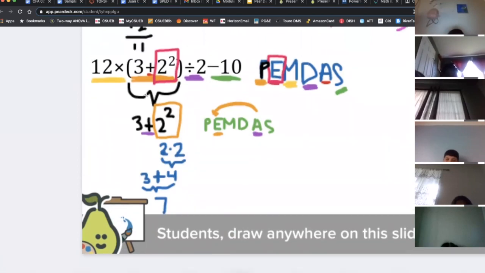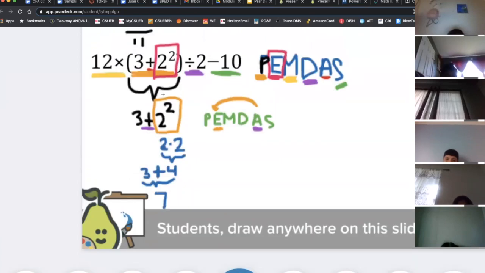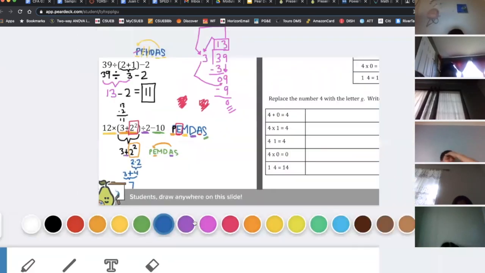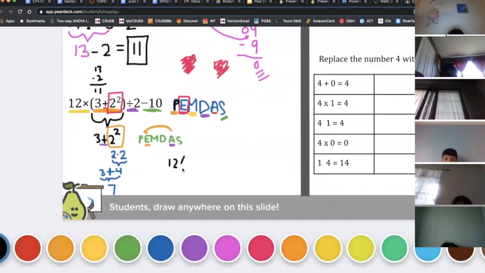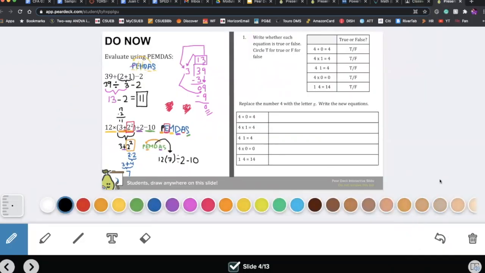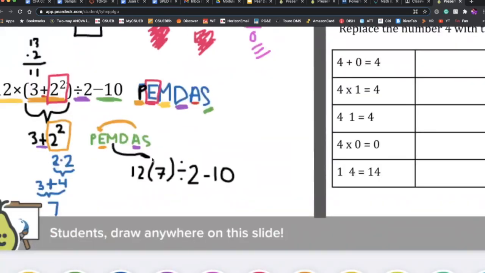So now we have that this whole thing right here in the parentheses was 7. So now I'm going to rewrite this. Thank you, Andy. So everyone, let's rewrite the rest of it. We have now 12 times 7 divided by 2 minus 10. Now I'm just going to go in order from left to right. Sorry, multiplication right there with the parentheses. Pointed that to the wrong one. This is multiplication right here, and then we have division, and then we have subtraction. So we'll go in order of 12 times 7.